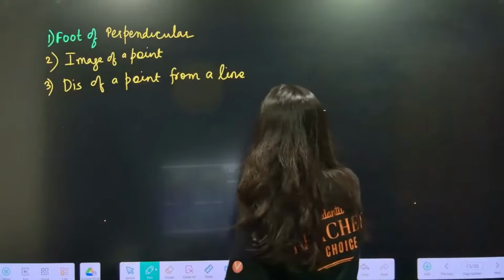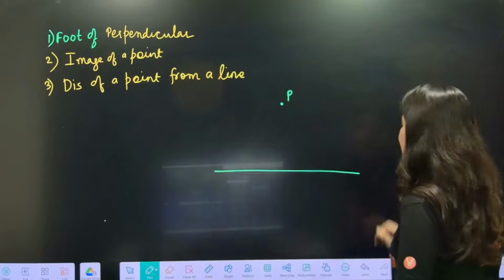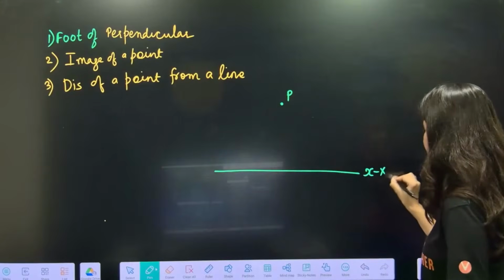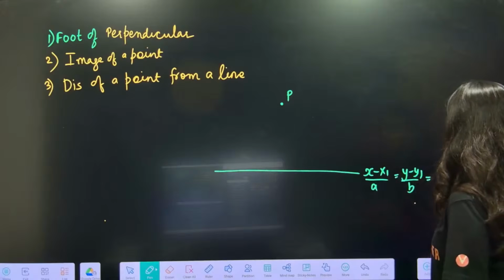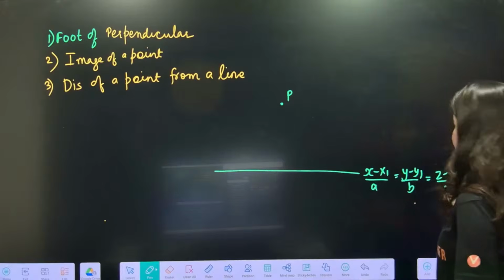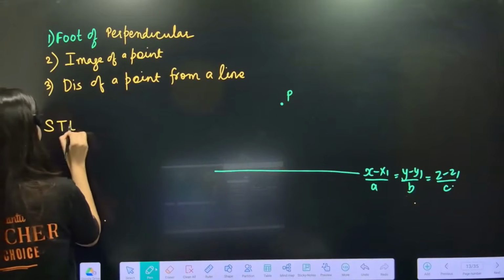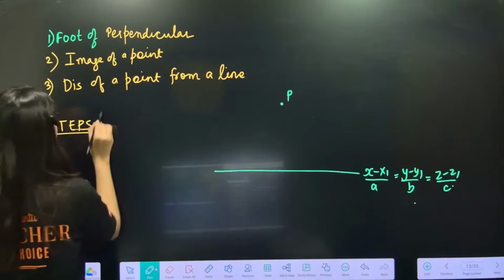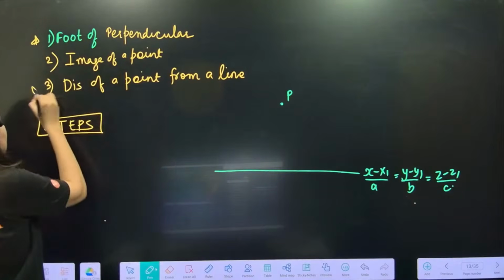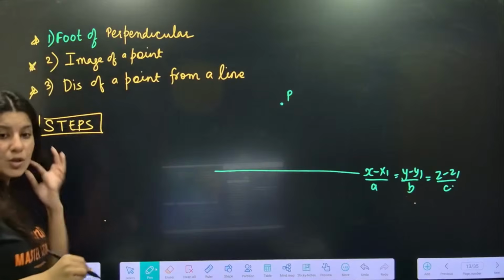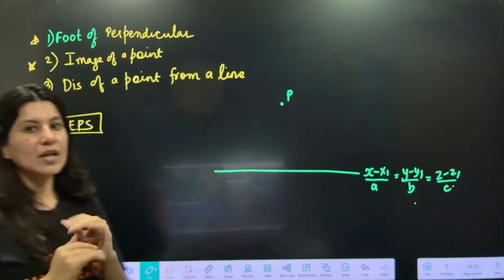Suppose you have a point P, which is a known point. This is your line. The line is given, suppose (x minus x1) by a, (y minus y1) by b, (z minus z1) by c. I will tell you the algorithm, what to do. Steps to find the foot of perpendicular. First we'll find the foot, then we'll find the distance, and then we can find the image also. If you can get the foot of perpendicular, then you can calculate anything.